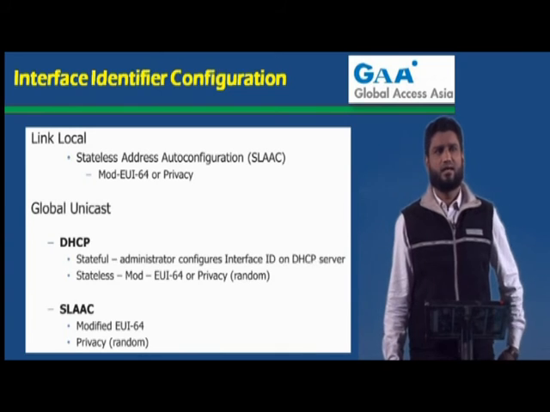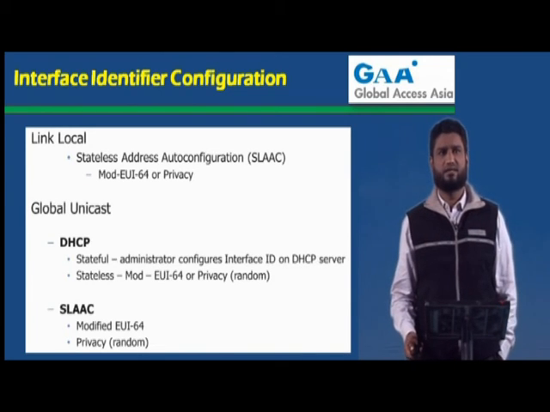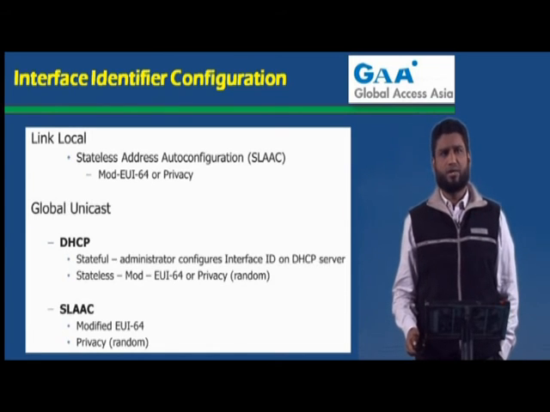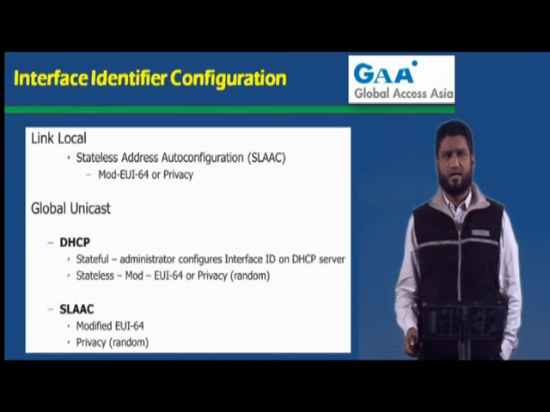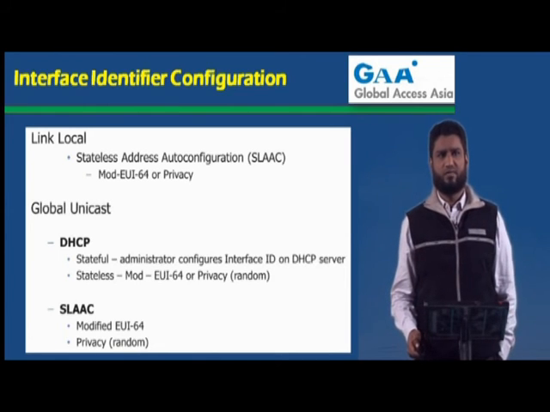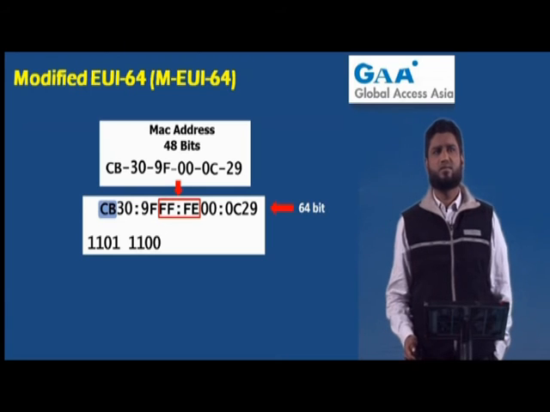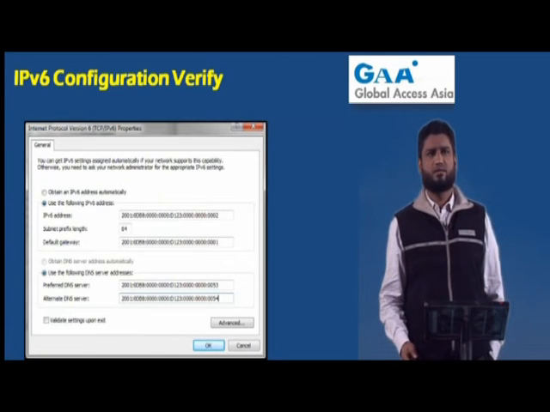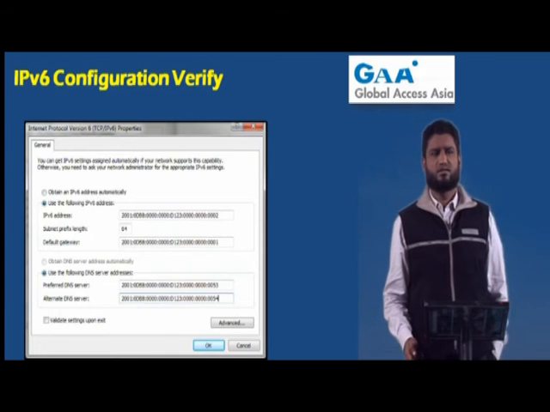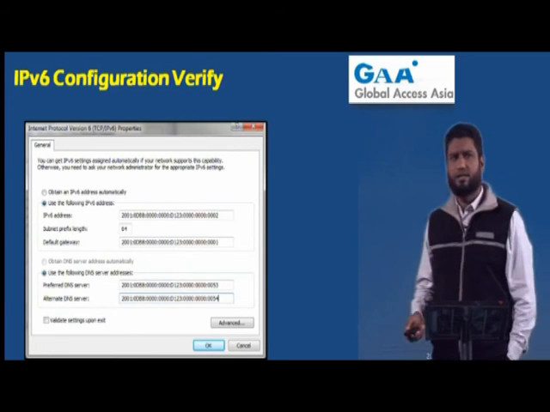Okay, in this slide we can discuss link local addresses, stateless address autoconfiguration (SLAAC), modified EUI-64, privacy, global unicast, DHCP and SLAAC, modified EUI-64 and privacy. You can see some information from this figure also. IPv6 configuration and verification: you can see the automatic configuration here.